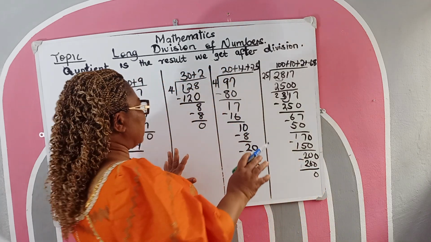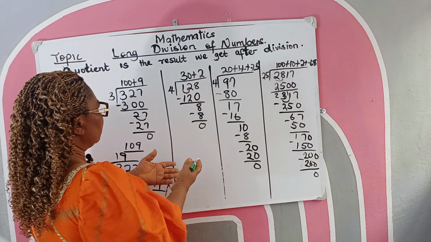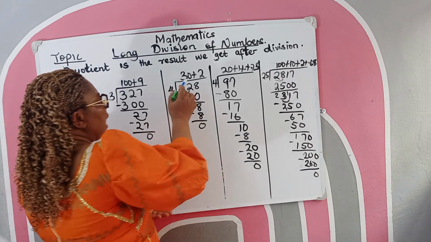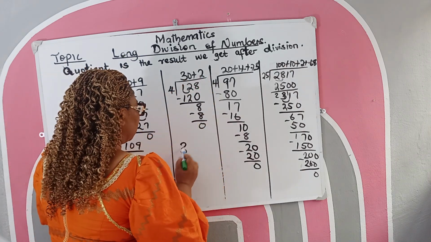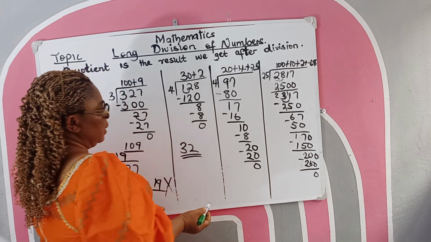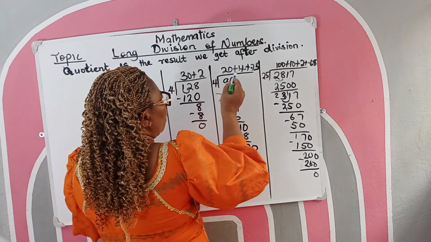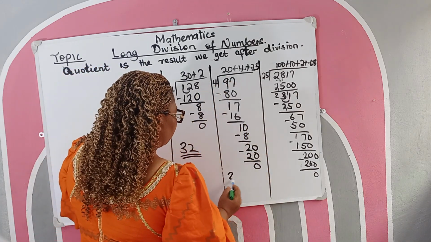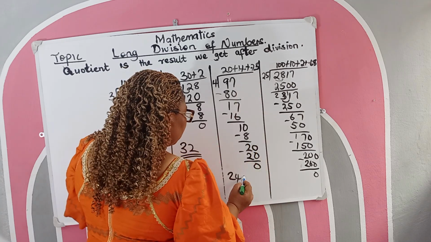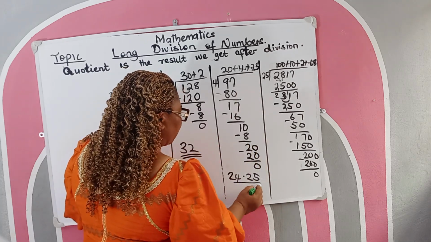So watch my answers now. Let's start from this one. Watch my answers. 30 plus 2 will give us 32. This is the answer for this. 20 plus 4 will give me 24.25. You see the answer for this.